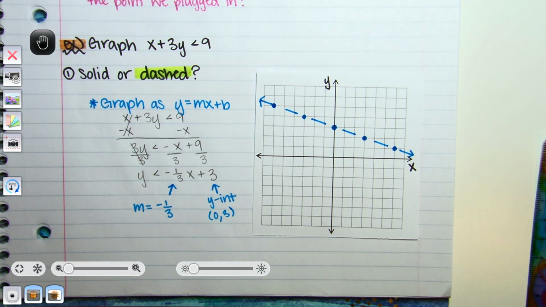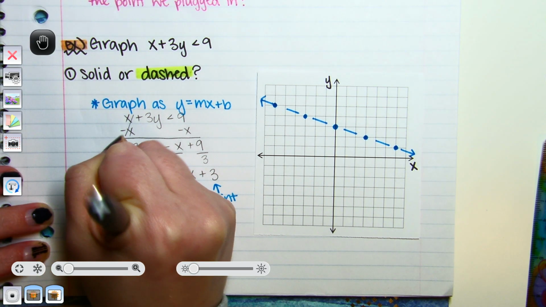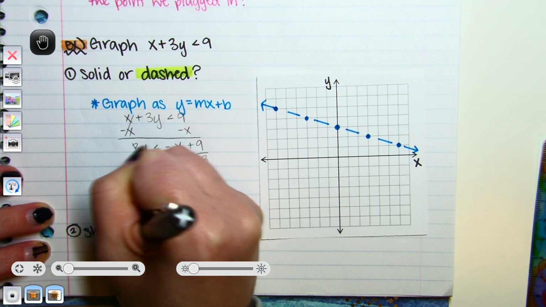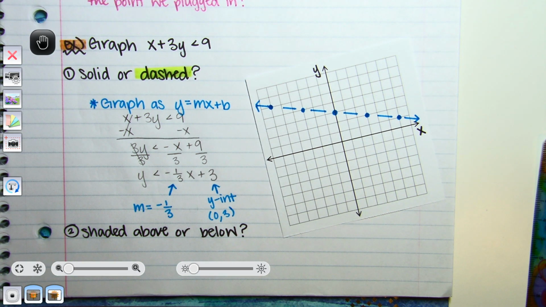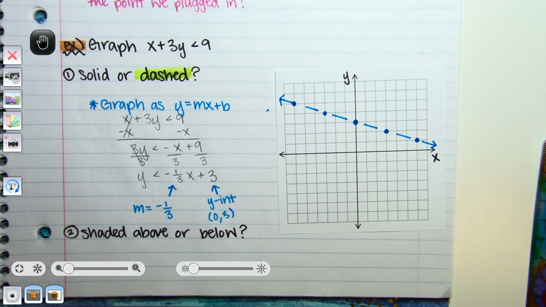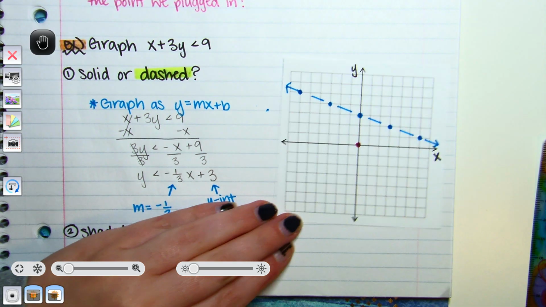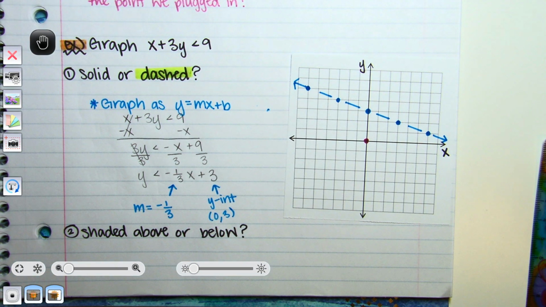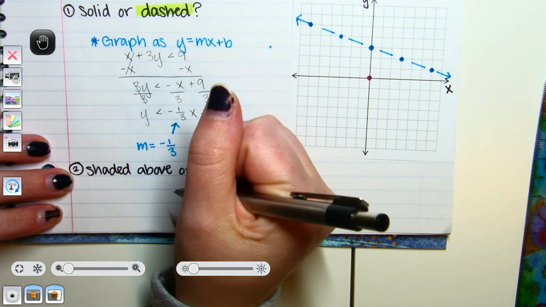All right, now step 2, shaded above or below. So looking at the inequality, it's less than. So I would guess it's going to be shaded below since it's less than. But I still want to choose a point to plug in to double check. So again, 0, 0 is available. It's not touching the line. It's always a really nice point to plug in because it cancels out everything. All right, so let's choose 0, 0.